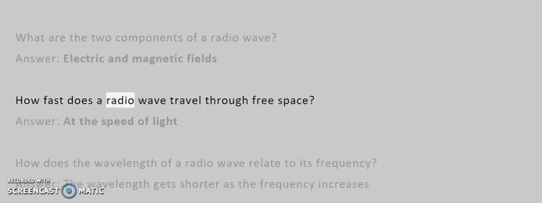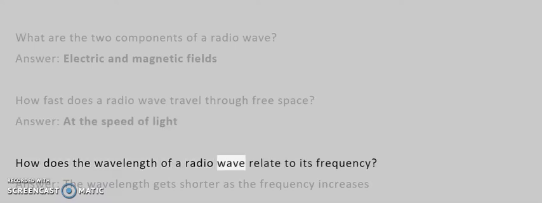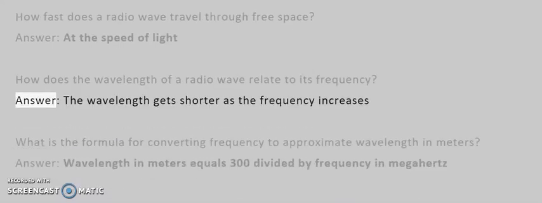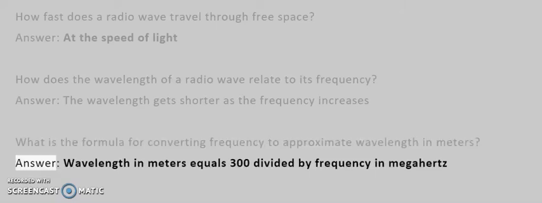How fast does a radio wave travel through free space? Answer: At the speed of light. How does the wavelength of a radio wave relate to its frequency? Answer: The wavelength gets shorter as the frequency increases. What is the formula for converting frequency to approximate wavelength in meters? Answer: Wavelength in meters equals 300 divided by frequency in megahertz.